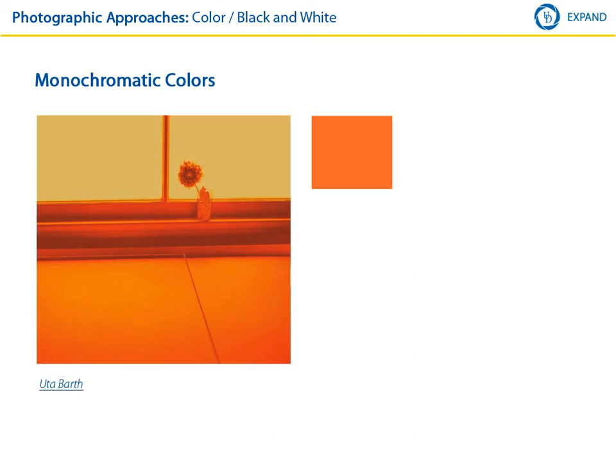Uta Barth is a contemporary photographer who often emphasizes color in her photographs. In this particular scene of a flower on a windowsill, Barth used the monochromatic color of orange as a creative approach to a still life. She used both light tones and dark tones, but all the various colors are orange.